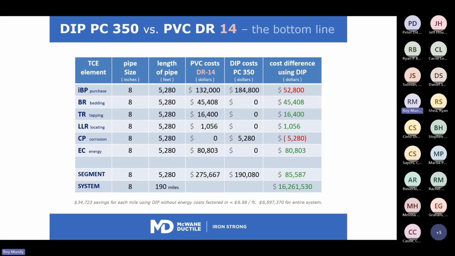Now, if you say, well, I'm not so sure about that energy issue, take energy totally out of it. You're still saving $5,000 using ductile iron pipe.